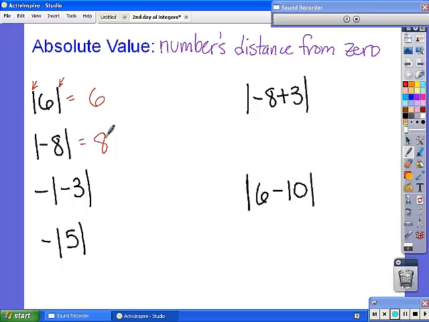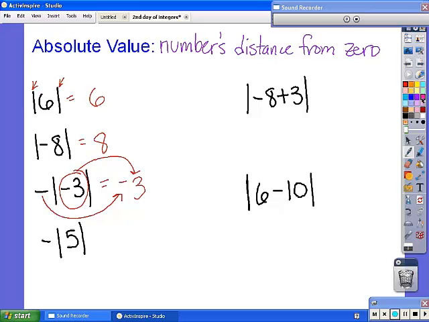8 hops. All right, now this one's a little tricky because you have this little negative hanging out. Since it's not on the inside, you simply bring it over. And now the absolute value of -3 is a positive 3. So the only reason why this is negative is because of the negative on the outside.